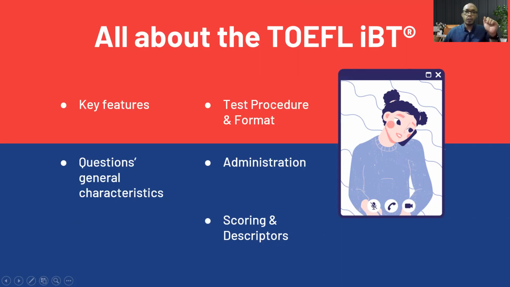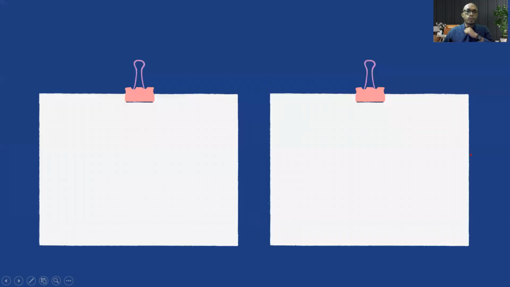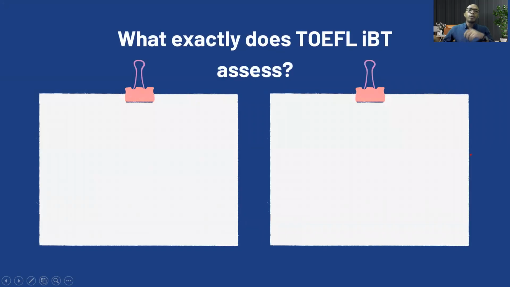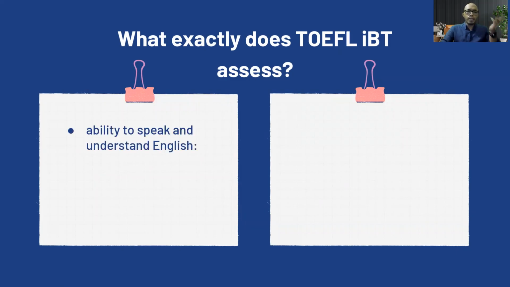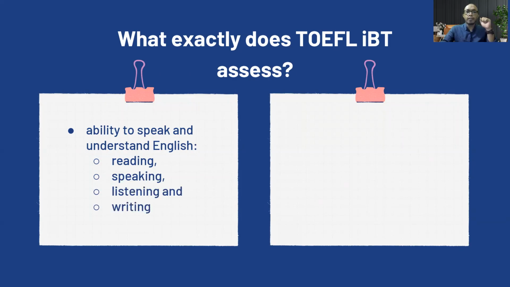All right. So these are the key points that we will go over for our lesson today. So start with, what exactly does the TOEFL iBT assess or check from a test taker? Now, the test is mainly checking your skill in speaking and understanding the language. And this, of course, will include the 4 language skills, which is the reading, the speaking, listening, and the writing skills.